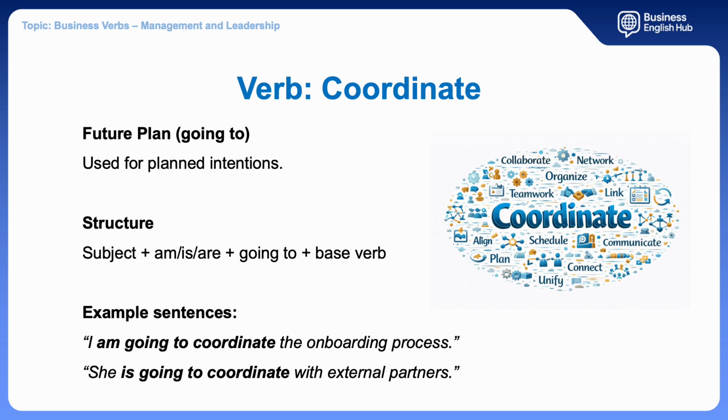Going to is used for planned intentions. The structure for this is subject plus am, is or are, plus going to, plus the base verb coordinate. Example sentences include, I am going to coordinate the onboarding process. She is going to coordinate with external partners.